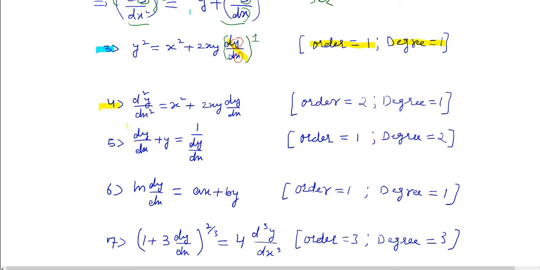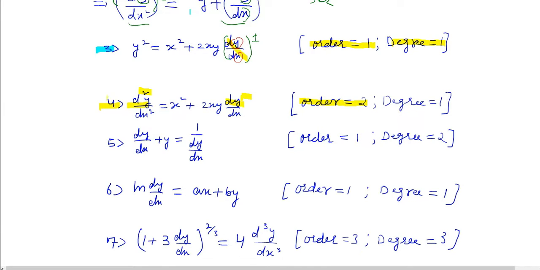Let's see this differential equation. Now here you see we have two differential equations. One is this and another is this. Now here you can see the order is 2. Here you can see the order is 1. So which one is the highest, 1 or 2? The 2 is highest, so order is 2.